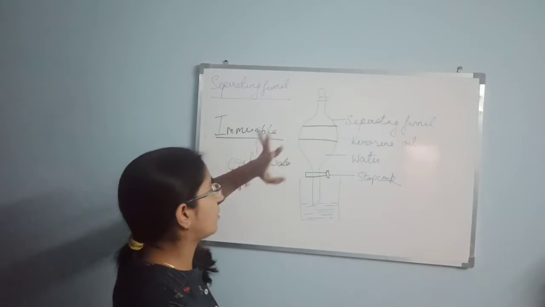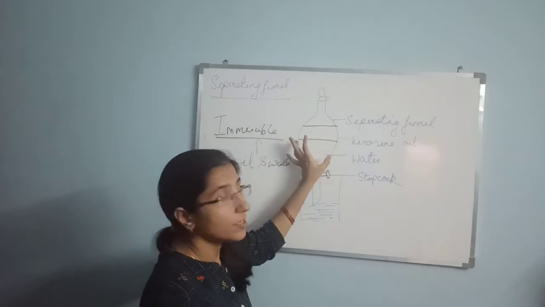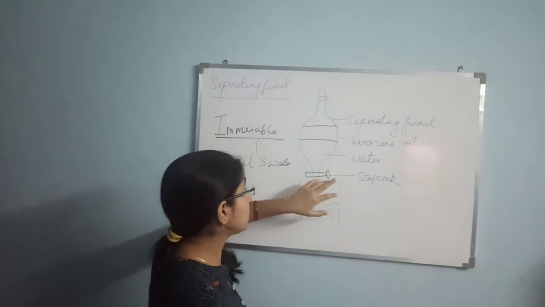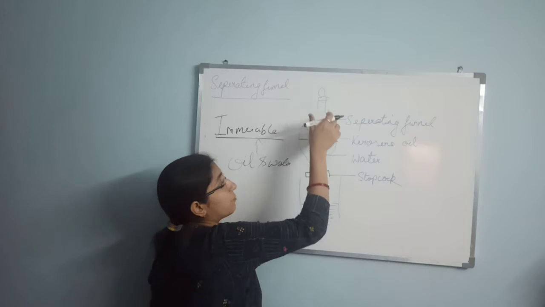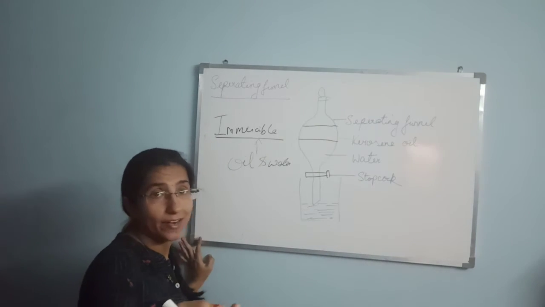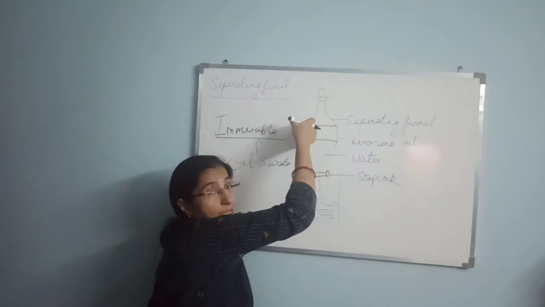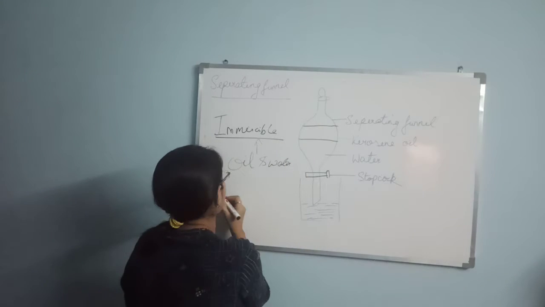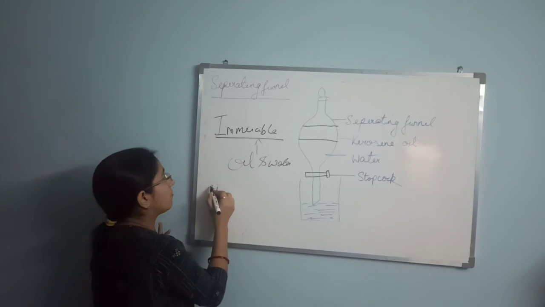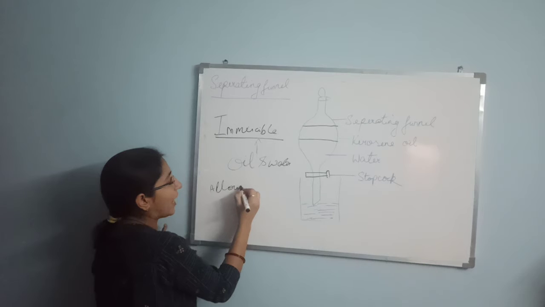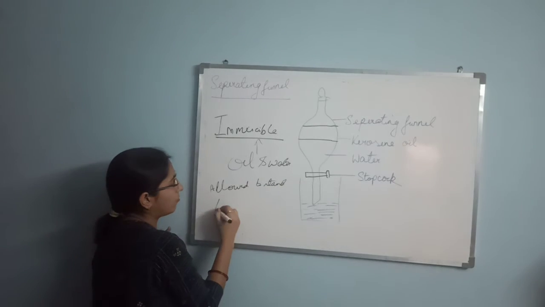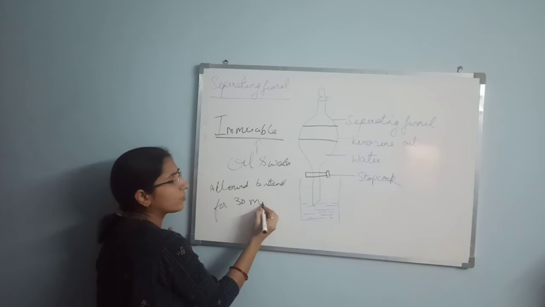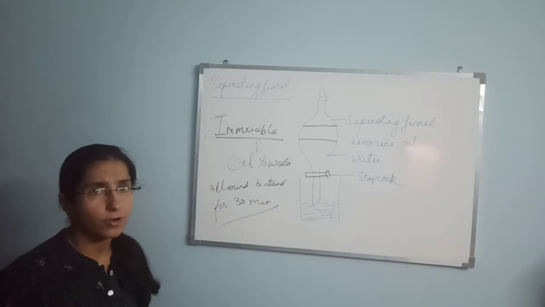What is that separating funnel? I am telling you. This is a separating funnel. Here it is a stopcock. What we are going to do: the mixture containing the oil and the water is added into the separating funnel, and this mixture is allowed to stand for half an hour, for 30 minutes.